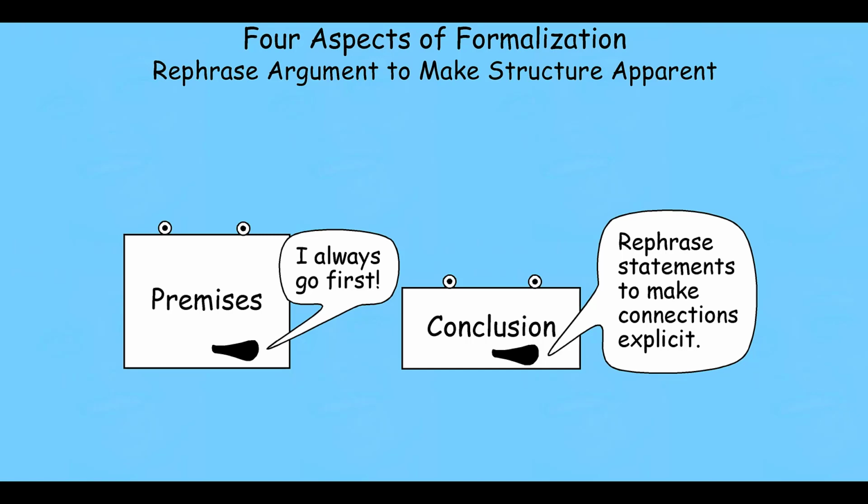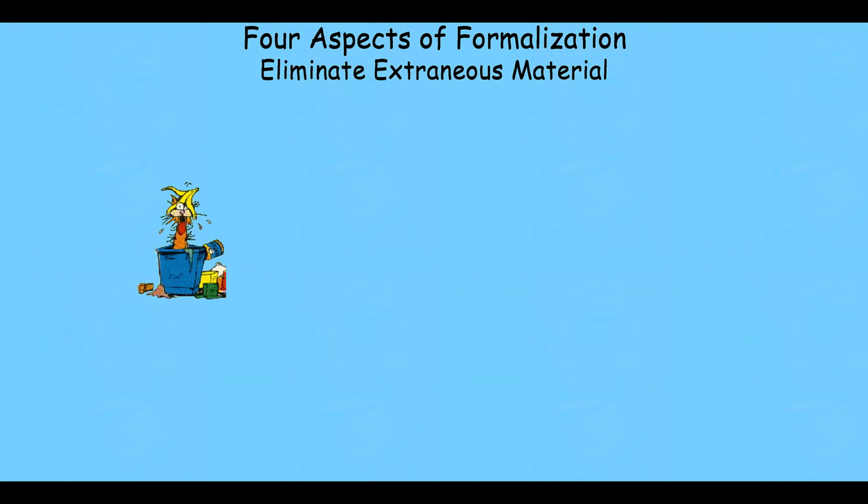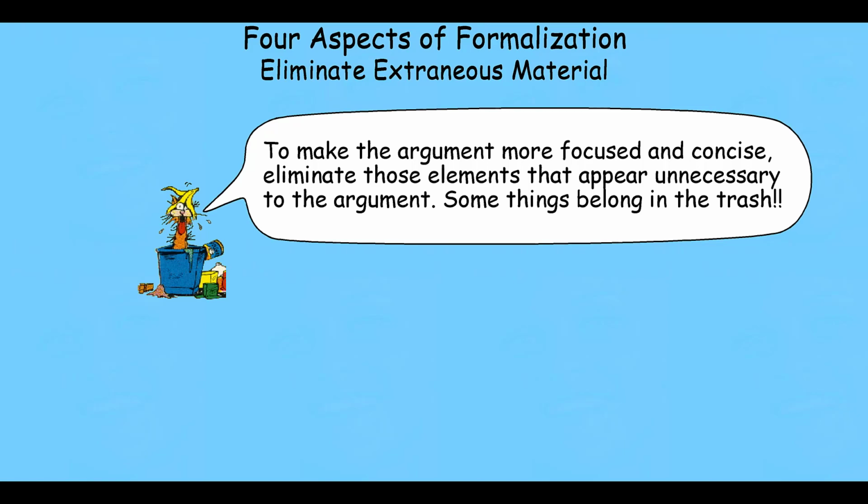Now, we still aren't quite done yet. We also want to go through now and see if there's any extraneous material. That is, is there anything that really doesn't help to establish the truth of the conclusion or the likelihood of the conclusion? We want to make sure that we make the argument as focused and concise as possible. If an element of the passage doesn't contribute to establishing the truth of the conclusion or the likelihood of the conclusion, then we might want to consider eliminating it.